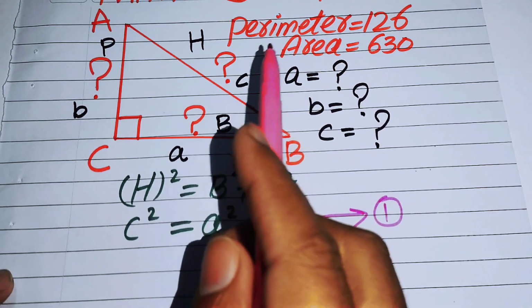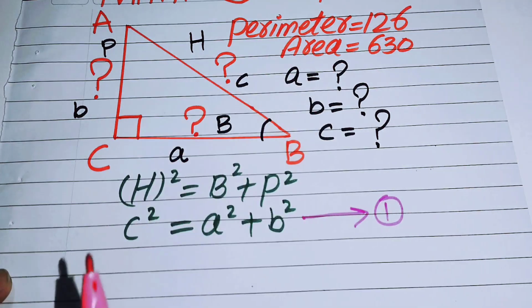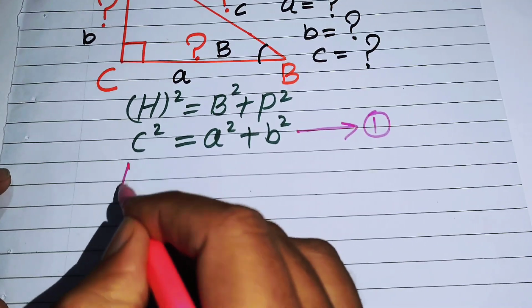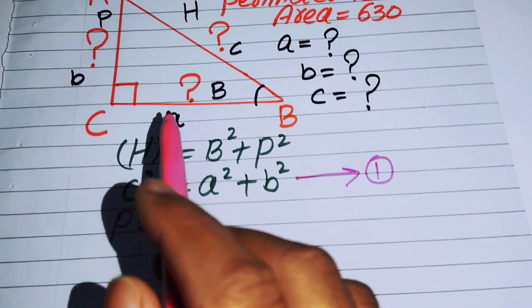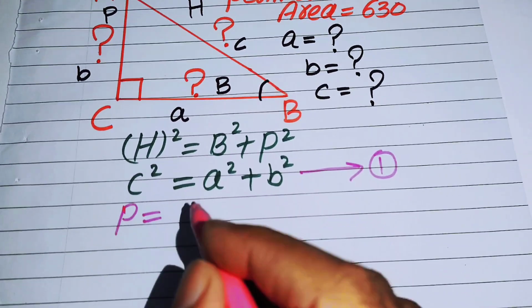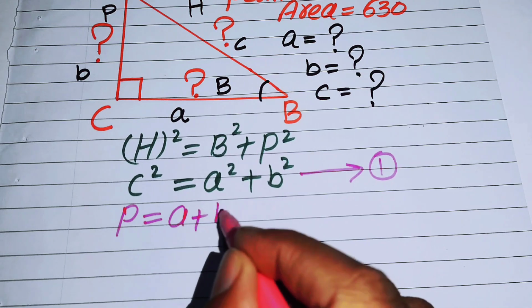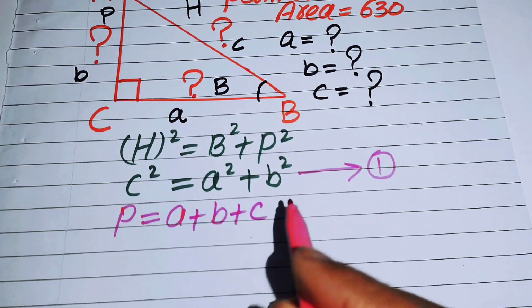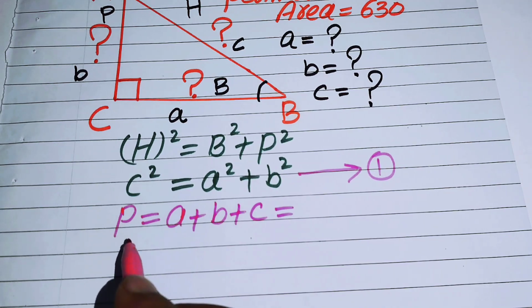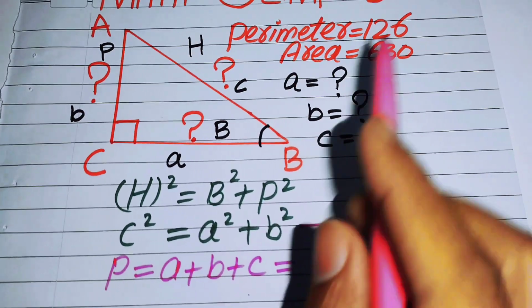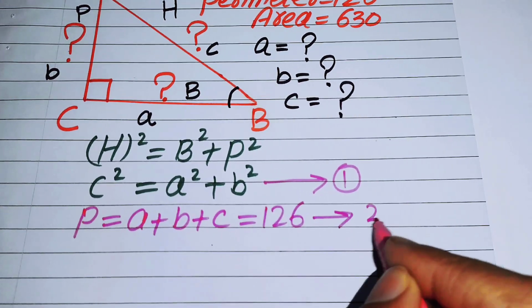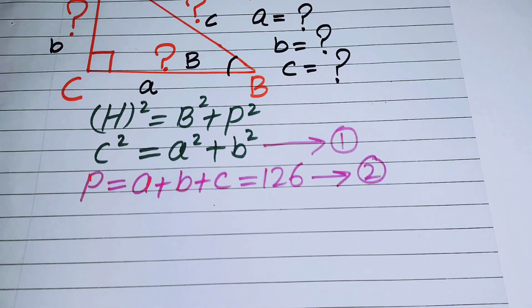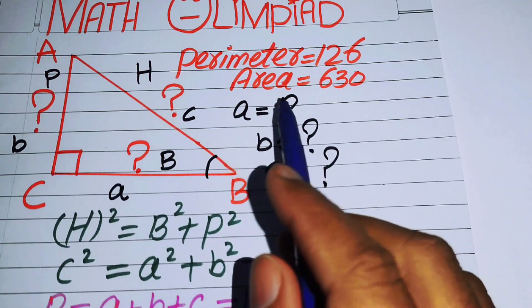Here we are given that the perimeter of this triangle is 126, and we know that the perimeter P equals the sum of the lengths of all three sides of the triangle. So we can write the perimeter as a plus b plus c, and since the perimeter is given as 126, we write a plus b plus c equals 126, and we name this equation number 2.